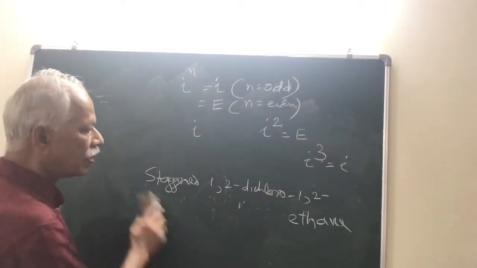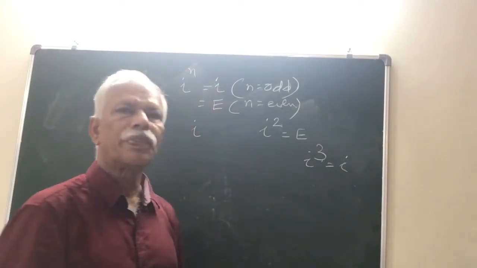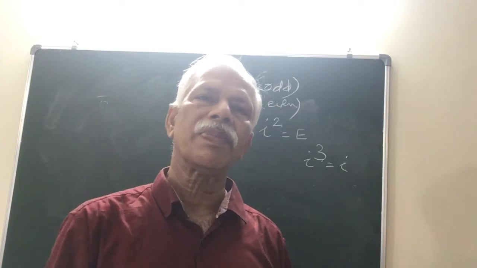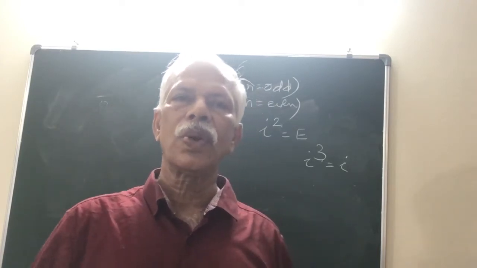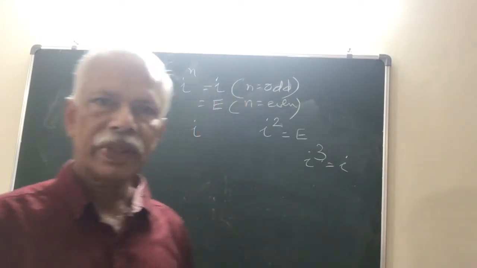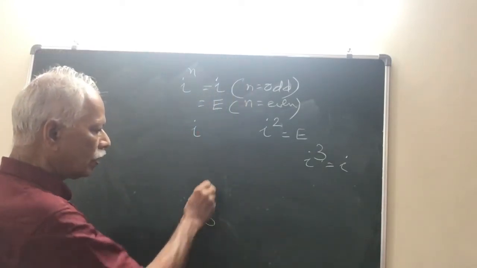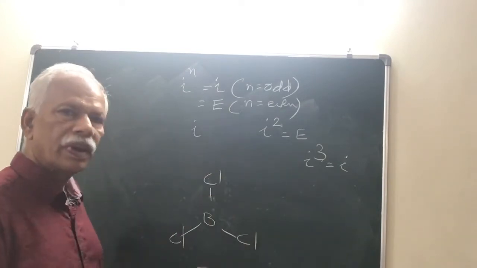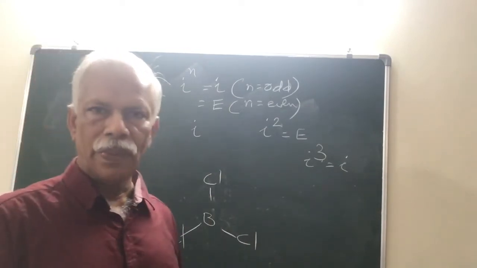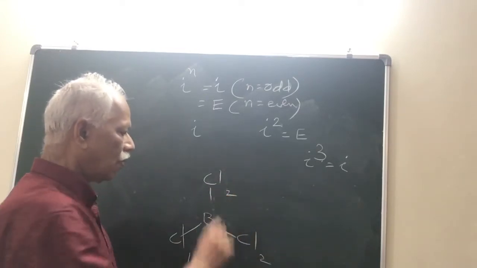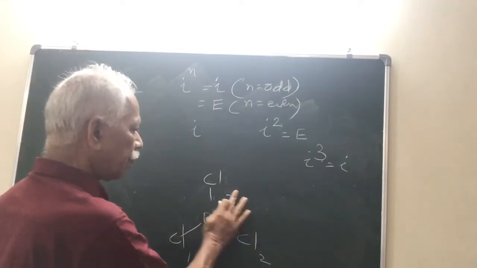In this context, it is interesting to see that there are molecules with a central atom, molecules which look very, very symmetric, but it may not possess a center of symmetry. The best example is boron trichloride. It is a triangular planar molecule. If you number the chlorines as Cl1, Cl2 and Cl3.